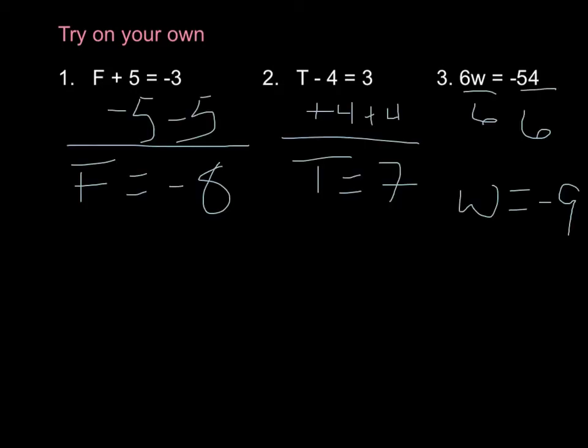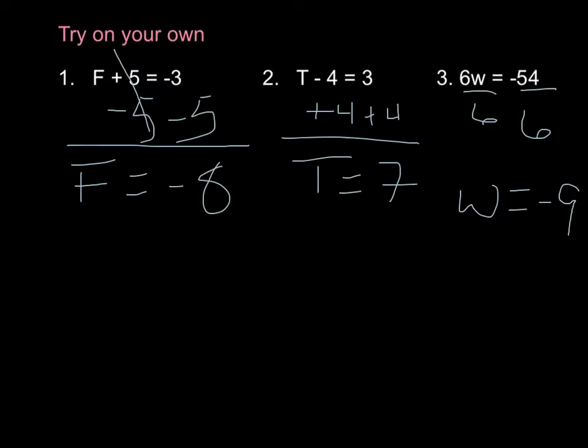In the first example, I'm adding 5 to my variable f, so I need to do the inverse operation of addition, which is subtraction, and subtract 5 from both sides of the equation. When I do this, on the left side, I'm left with just f because the 5's cancel out, and on my right side, -3 minus 5 is -8. Therefore, f equals -8.